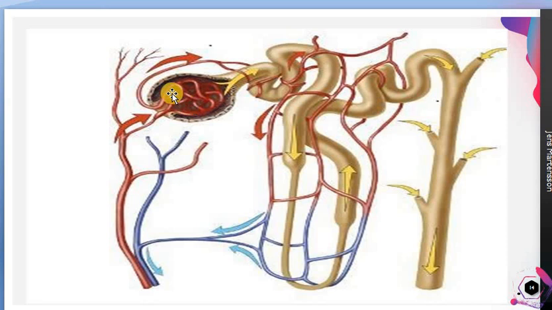This is the glomerulus. Already we named that. This is the glomerulus. And what is the name of this artery? This is not an artery. This is an arteriole. It becomes an arteriole now.